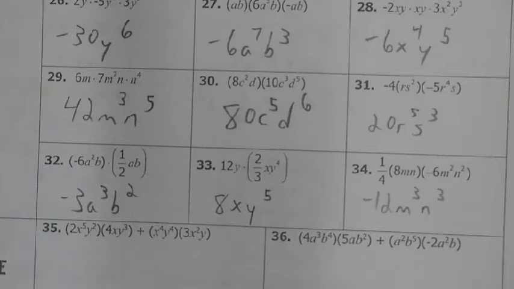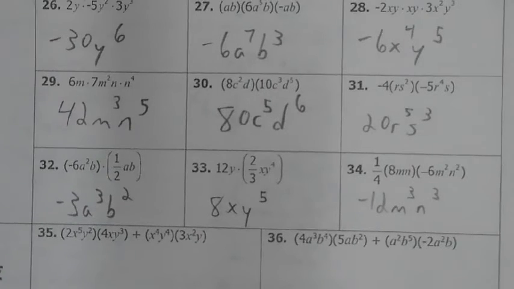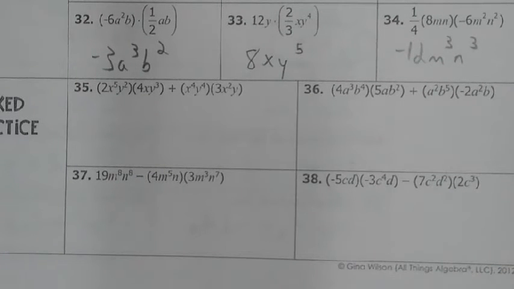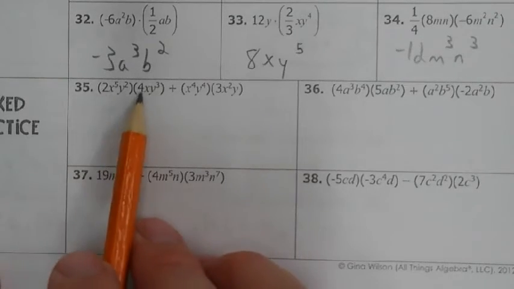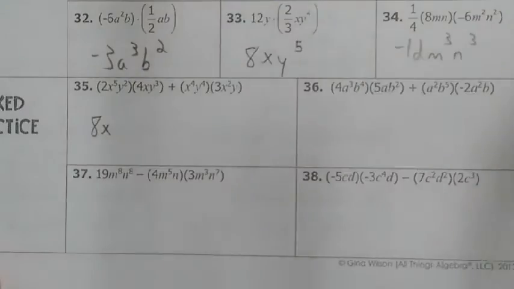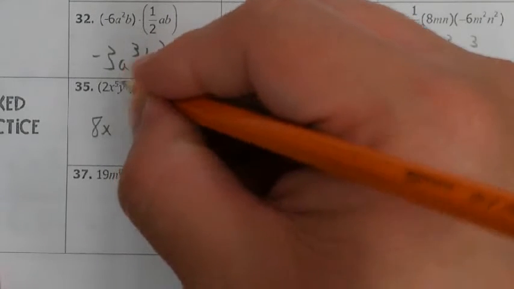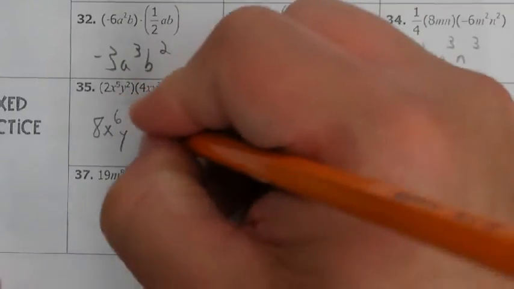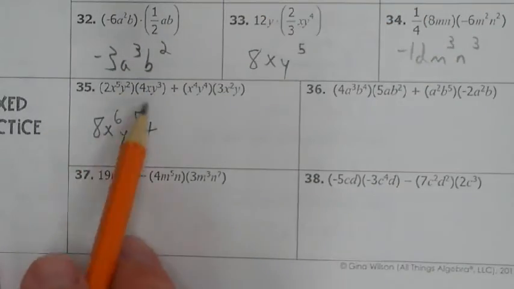Okay, so now 35 through 38, I want to make sure to do these with you. This is when you're combining both things we just learned. Remember, for multiplying, we add our exponents. So here we're just going to do 2 times 4. What is 2 times 4? 8. What would our x's change to? X to the 6, because 5 plus 1 is 6. What would our y be? 5. Anybody have questions on how we got this first part?